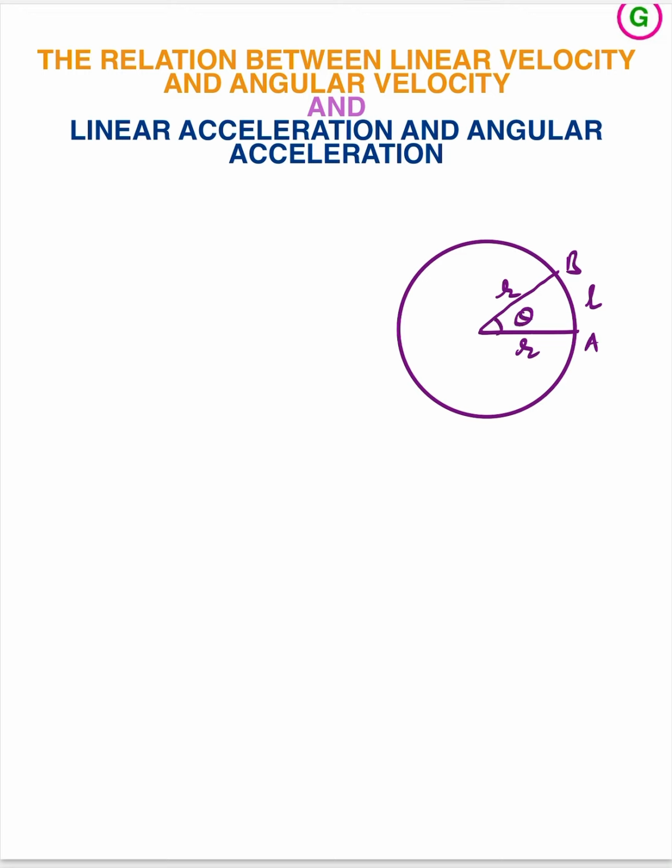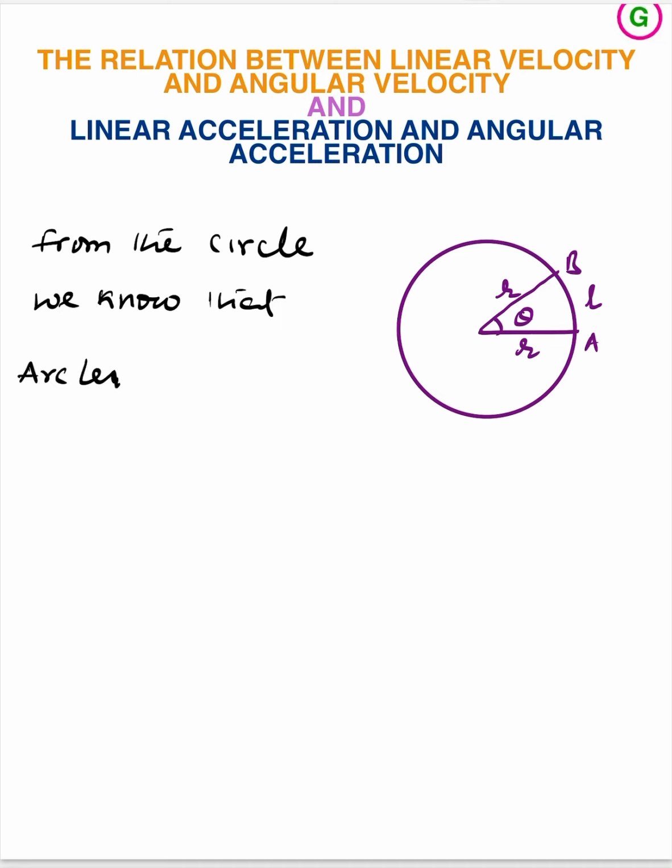So from the circle we know that arc length equals radius into angle. Here the arc length is L, the radius is R, and the angle is theta.